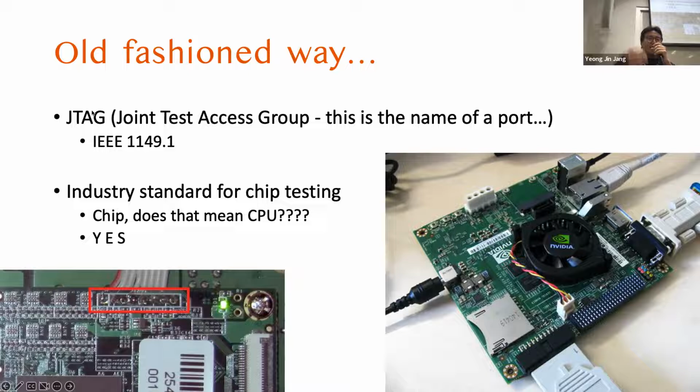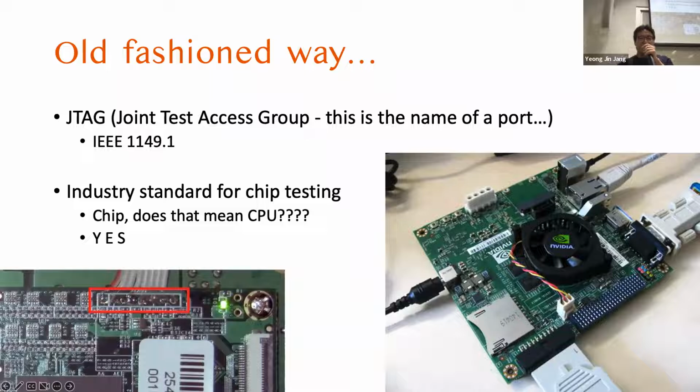JTAG is the name of a group, and it is also used as the name of an interface. The JTAG interface is standardized by the IEEE, and it is a standardized protocol that allows direct access to chips, including the CPU.